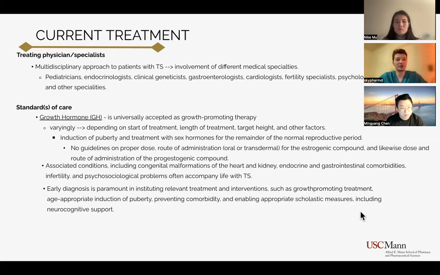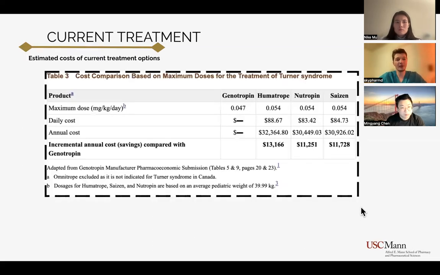One thing about current treatment options on the next slide: what they do show is that there is a little bit of a deviation in terms of products currently available in the market, and this is more of a quick cost-based comparison on the maximal doses of treatment for Turner syndrome.